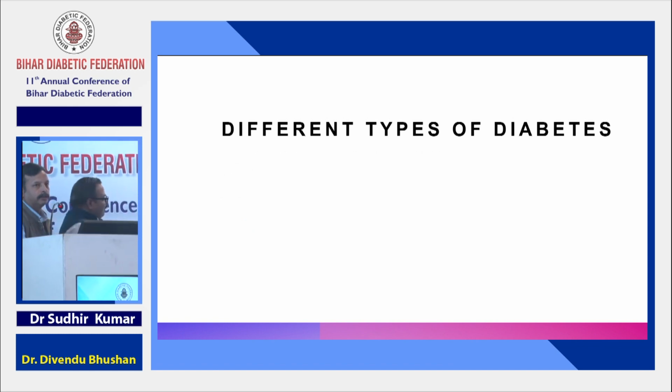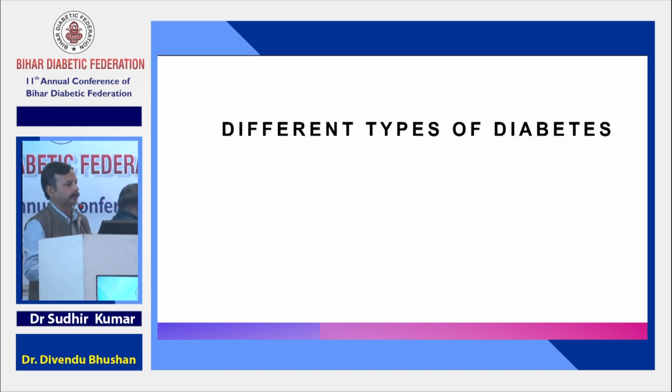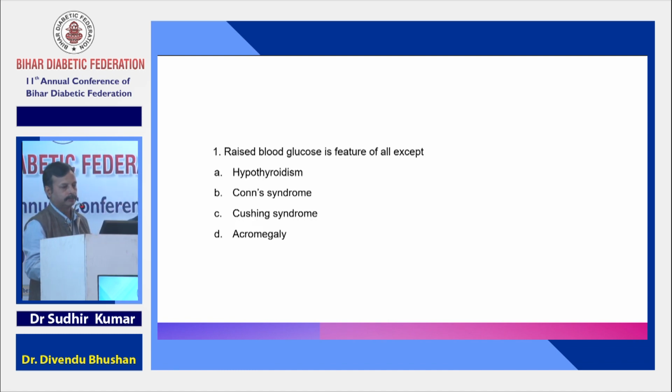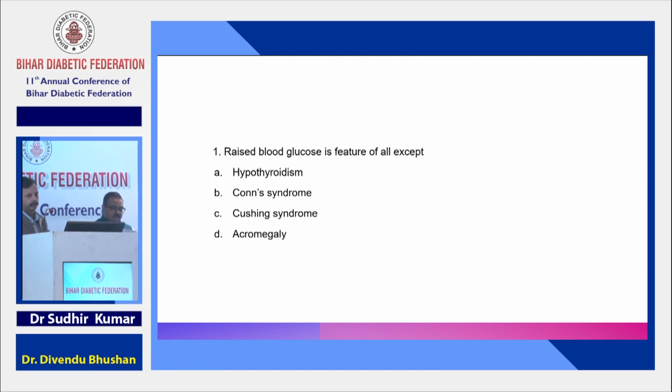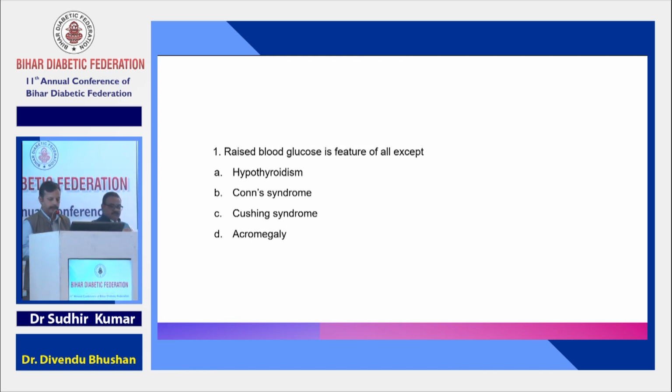So we'll move to next round, and this round is related to different types of diabetes. And the first question is for team B. Raised blood glucose is a feature of all except: Option A, hypothyroidism. Hypothyroidism. Correct answer. So full marks.